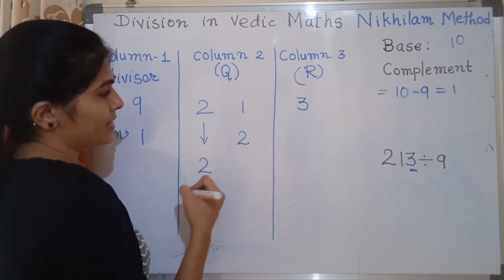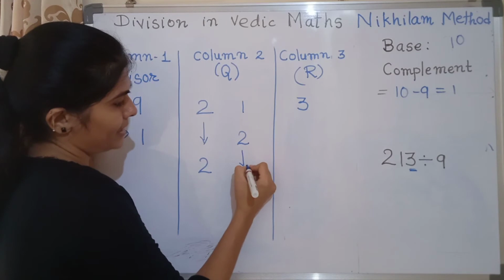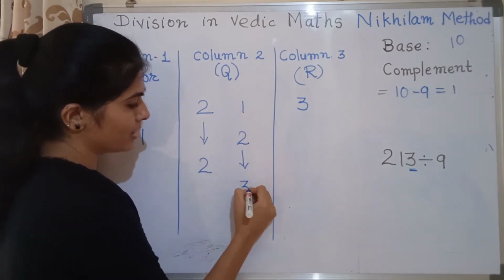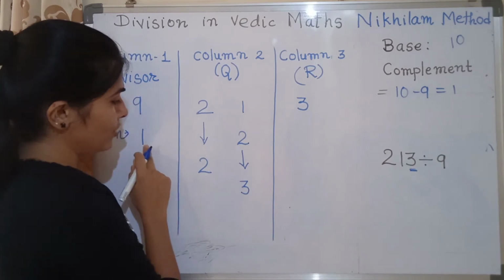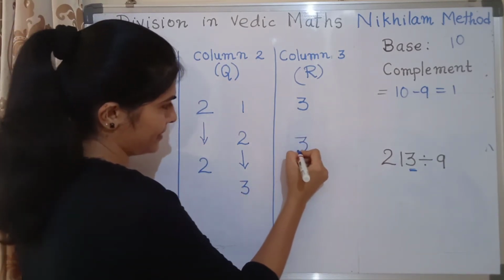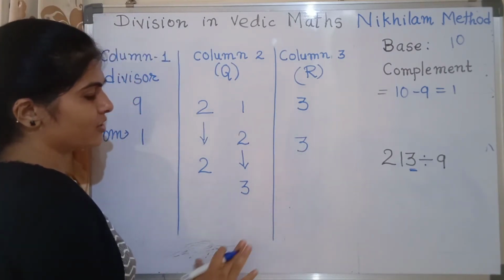Now the next step is I should bring this 1 plus 2, 3, down. So 3 is over here. Now 1 3s are 3, so I should write 3 over here. Right? Now the procedure is over.